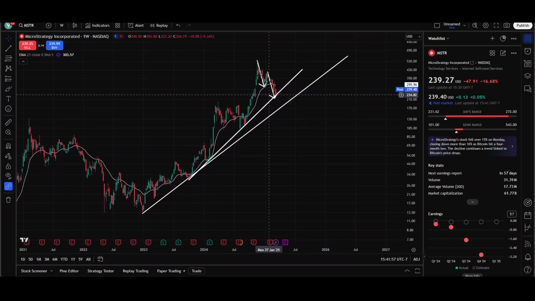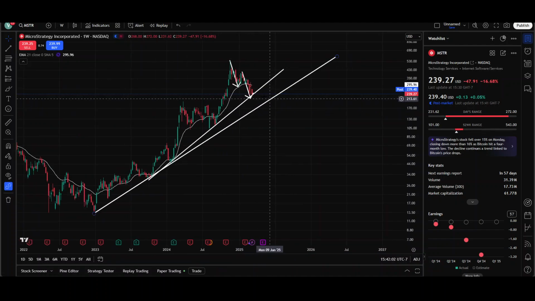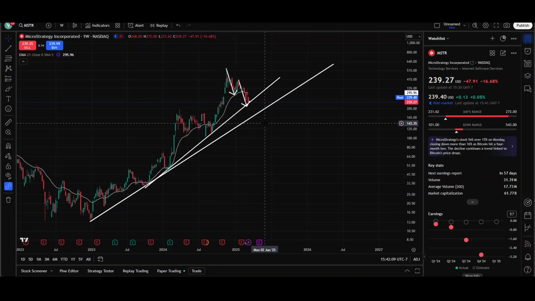But overall, still looking okay. It needs to recover very quickly. This could be the final drop, and then over the long term should do very well. So that's all I want to say for MicroStrategy. I think I covered basically everything I want to talk about.